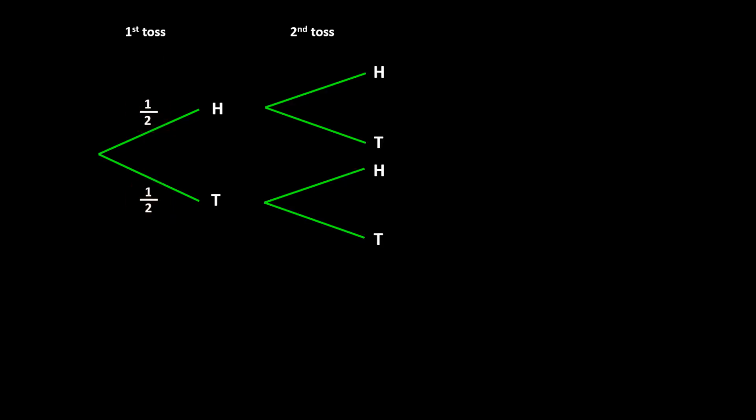Now on the second toss then, we've got half and a half, and once again they add up to 1, and we've got a half and a half, and they add up to 1. So now we can start working out some of the probabilities.